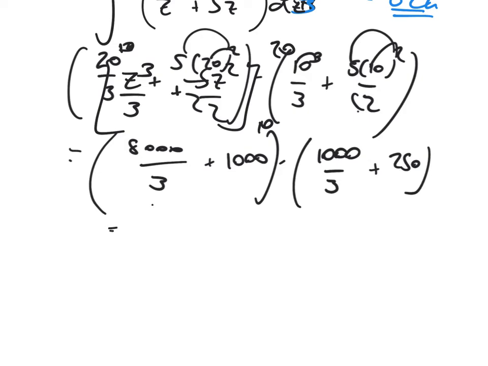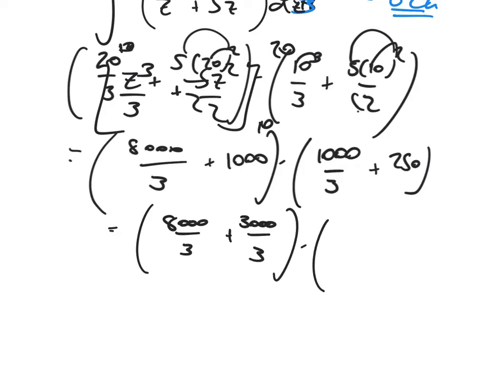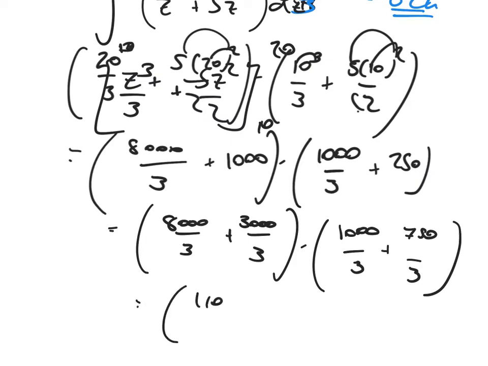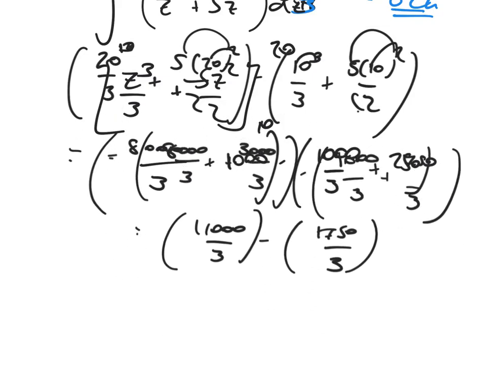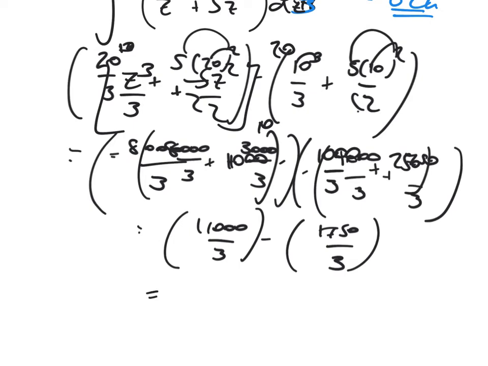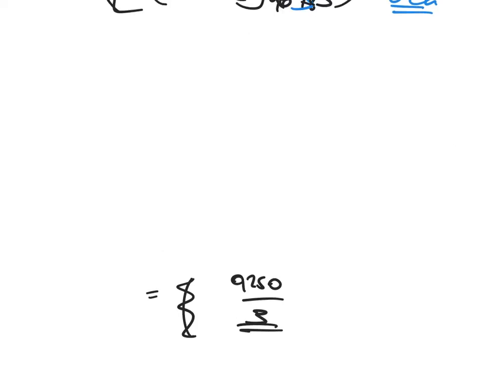Okay, so let's get a common denominator here. 8,000 over 3 plus 3,000 over 3 minus open up 1,000 over 3 plus 750 over 3. So that'll be 11,000 over 3 in this bracket minus open up 1,750 over 3. That will then give me a final answer then of 9,250 over 3. Okay, let's try another.